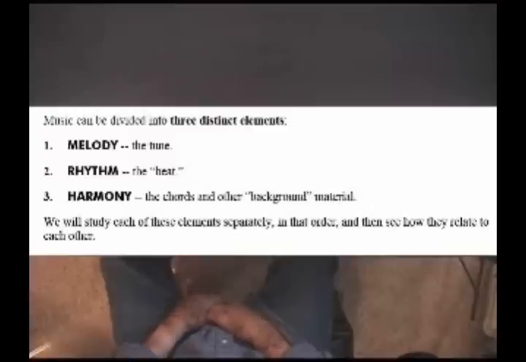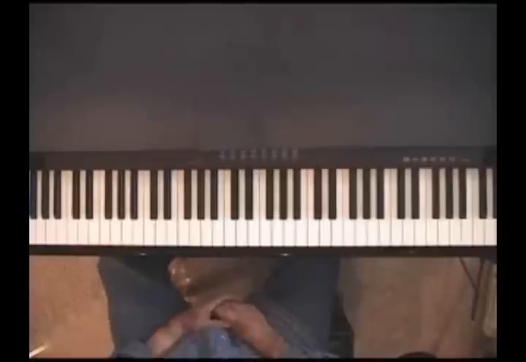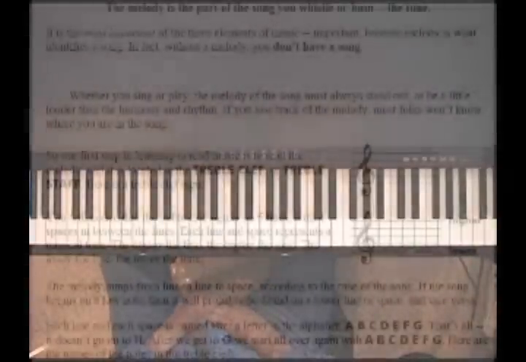Okay, so there's 3 elements of music. What are they? Melody, rhythm, and harmony. And you have to learn how to read all 3, okay? So let's take a quick look, first of all, at melody. So the first step in reading music is to learn how to read a melody.